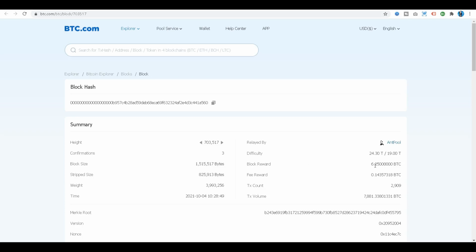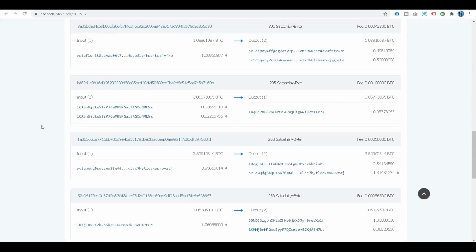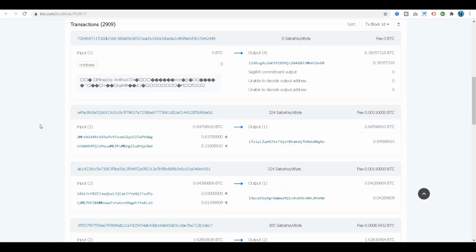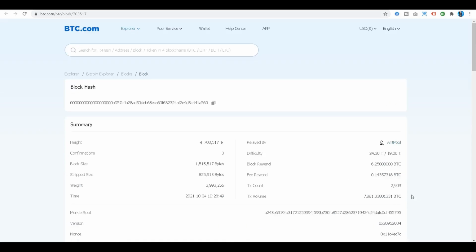These are new Bitcoins that were generated when this miner created this block. But that miner also got a fee reward. The fee reward is the transaction fees for all the other transactions that are included within that block. In this case, 2,909 transactions which were included in this block.